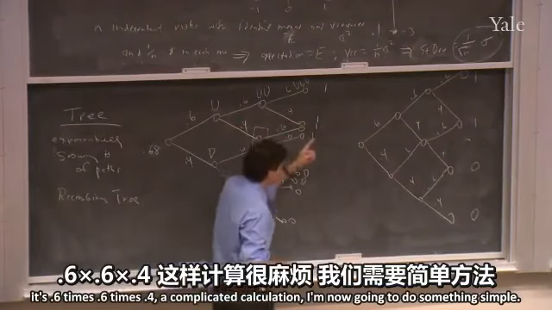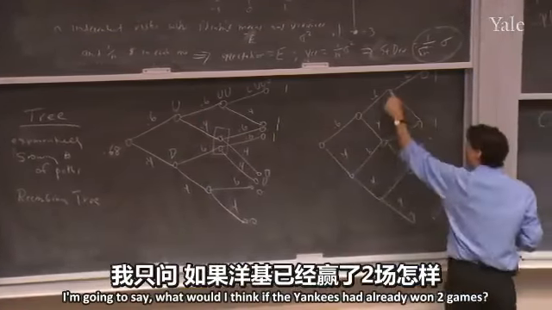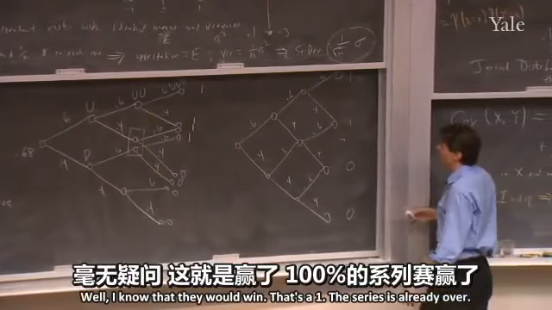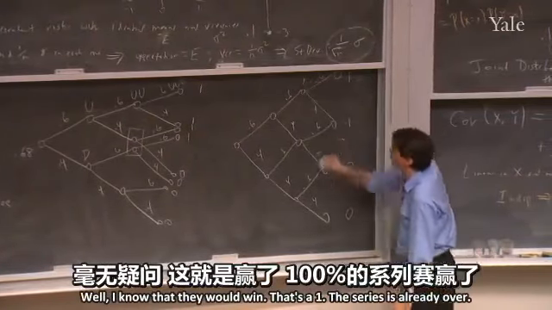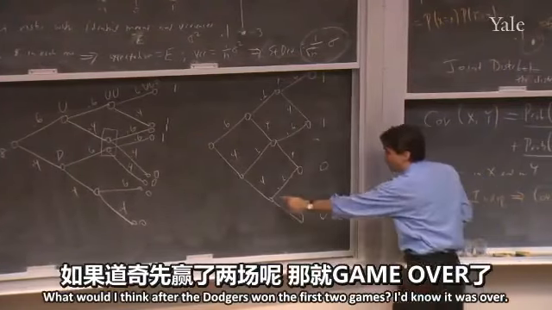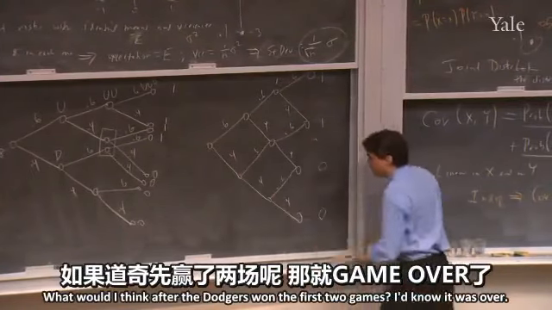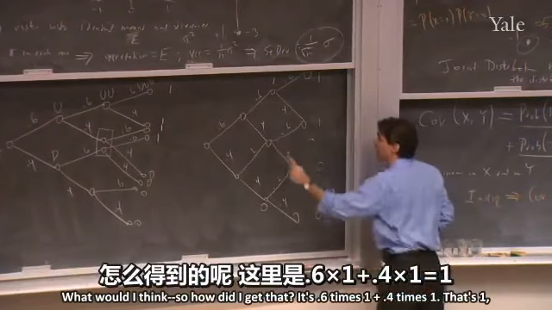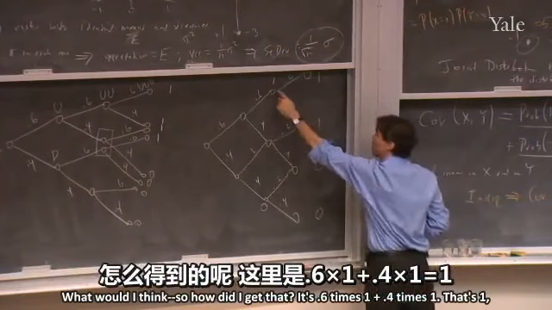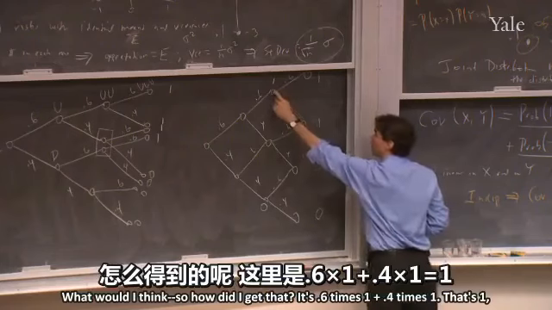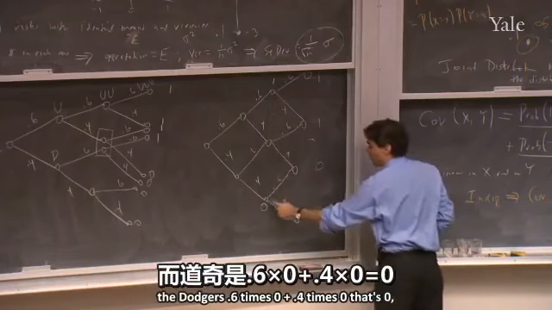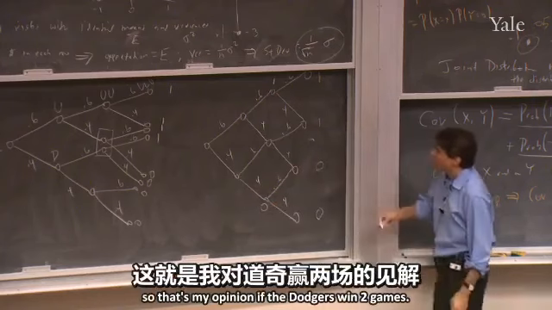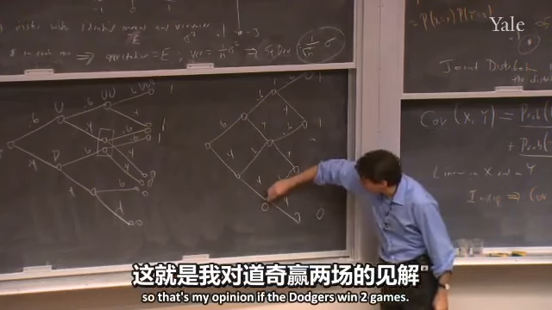Okay, I'm now going to do something simple. I'm going to say, what would I think if the Yankees had already won 2 games? Well, I know that they would win. Okay, that's a 1. The series is already over. What would I think after the Dodgers won the first 2 games? I know it was over. And so how did I get that? It's 0.6 times 1 plus 0.4 times 1. That's 1. The Dodgers, 0.6 times 0 plus 0.4 times 0. That's 0. Okay, so that's my opinion if the Dodgers win 2 games.